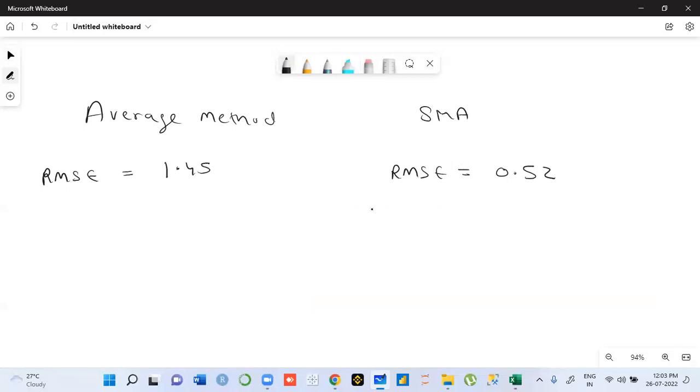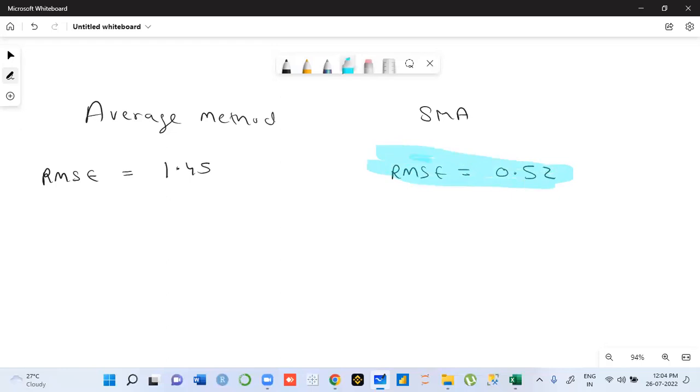The RMSE value has to be less than or equal to 1. That indicates a model is good. Now guys, you tell me which is the smallest value. Which has the smallest RMSE? So which method is the best for me?